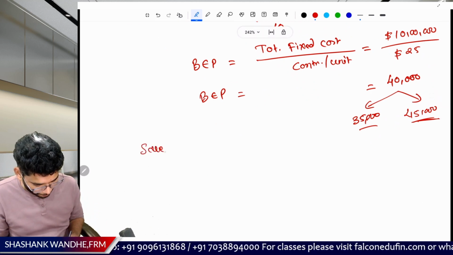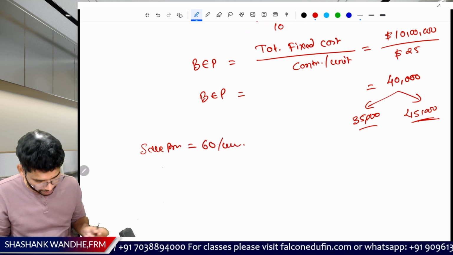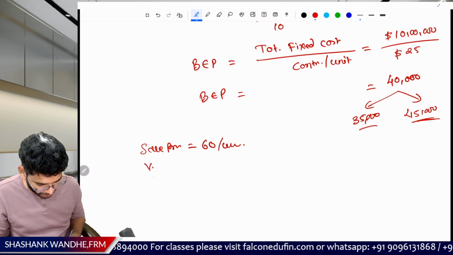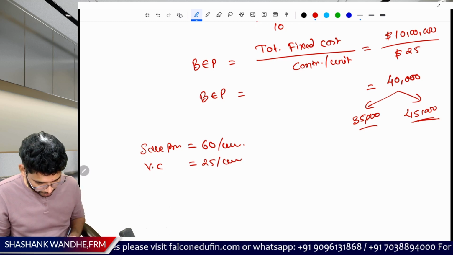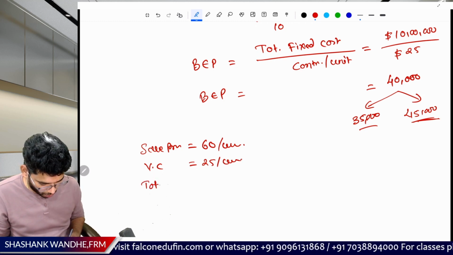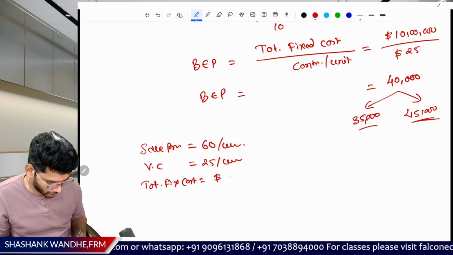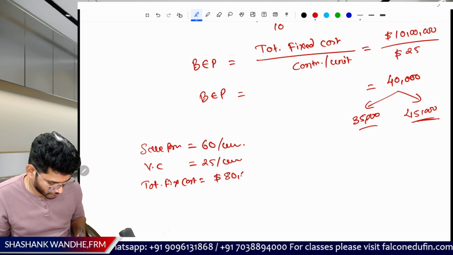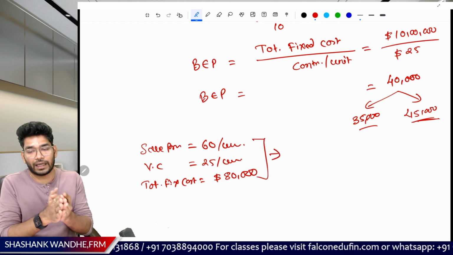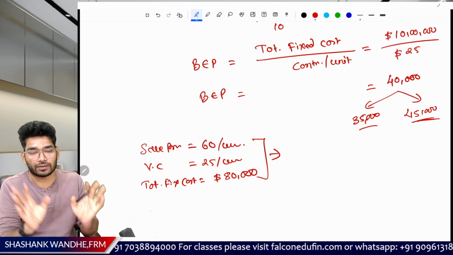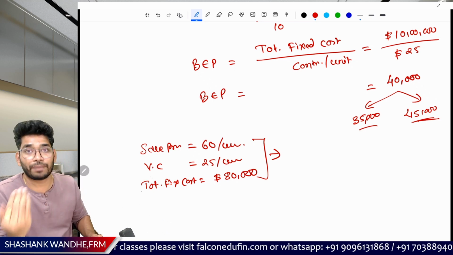Say sale price is equal to 60, that is per unit, remember, and it's in dollars obviously. Variable cost is equal to, say, 25 per unit. Total fixed cost is equal to $80,000. And that's it. If you are able to solve this question, you will be able to solve the BEP. So there is no further discussion in BEP. That's the end of the BEP.